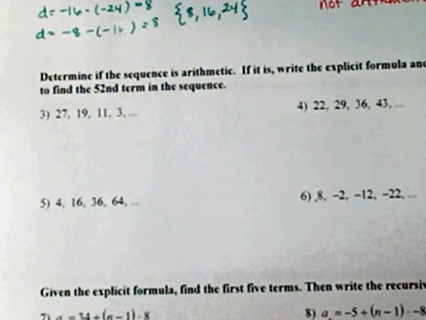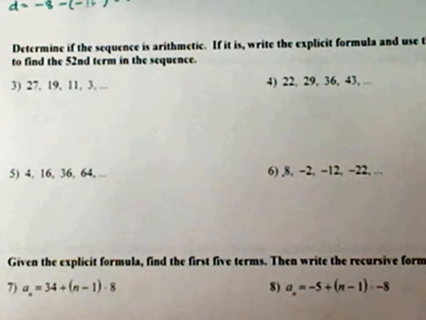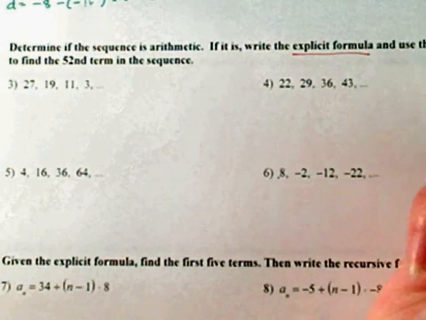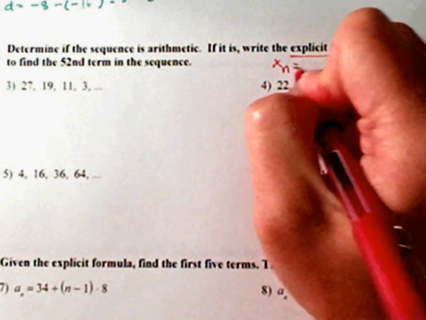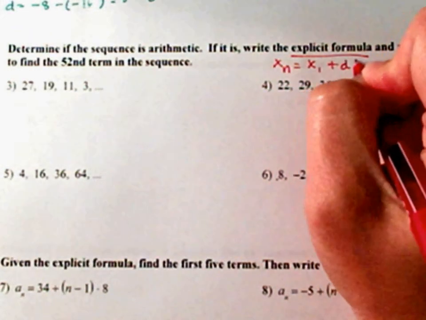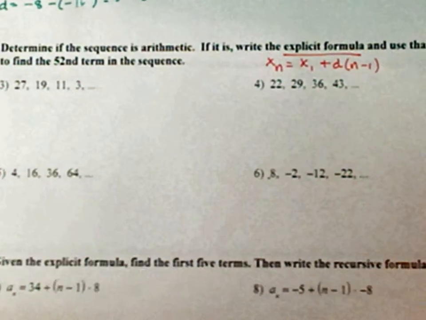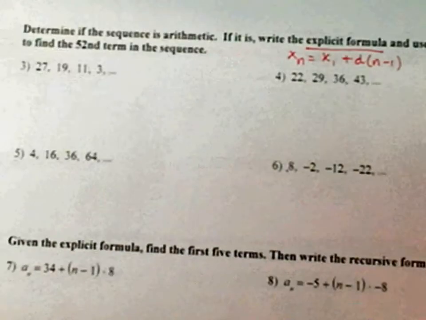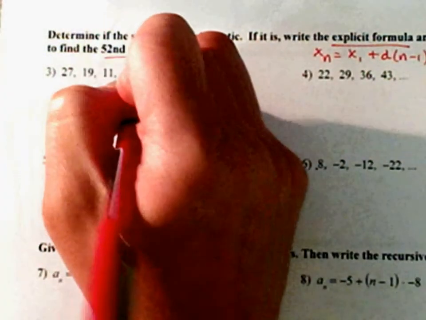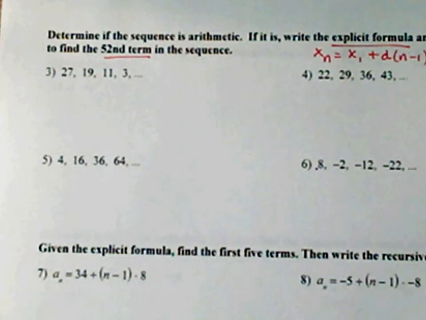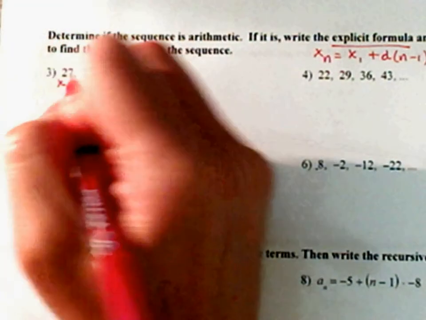Number 3. It says, determine if the sequence is arithmetic. If it is, write the explicit formula. Your explicit formula is x of n equals x of 1 plus d times n minus 1. And use that formula to find your 52nd term. So 2 things you have to do. First of all, find your difference. This is your first term, so that is your x of 1.